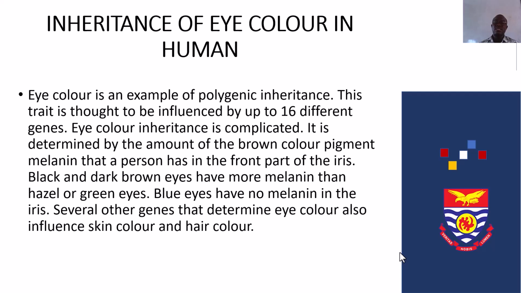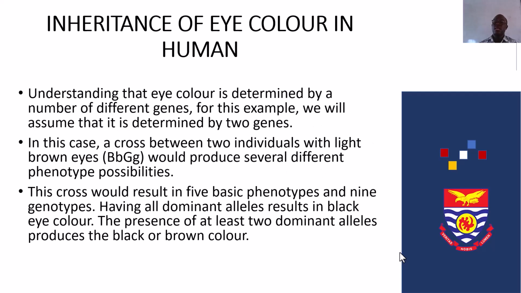Several other genes that determine eye color also influence skin color and hair color. Understanding that eye color is determined by a number of different genes, for this example, we will assume that it is determined by 2 genes. In this case, a cross between 2 individuals with light brown eyes, BbGg, would produce several different phenotype possibilities. This cross would result in 5 basic phenotypes and 9 genotypes.